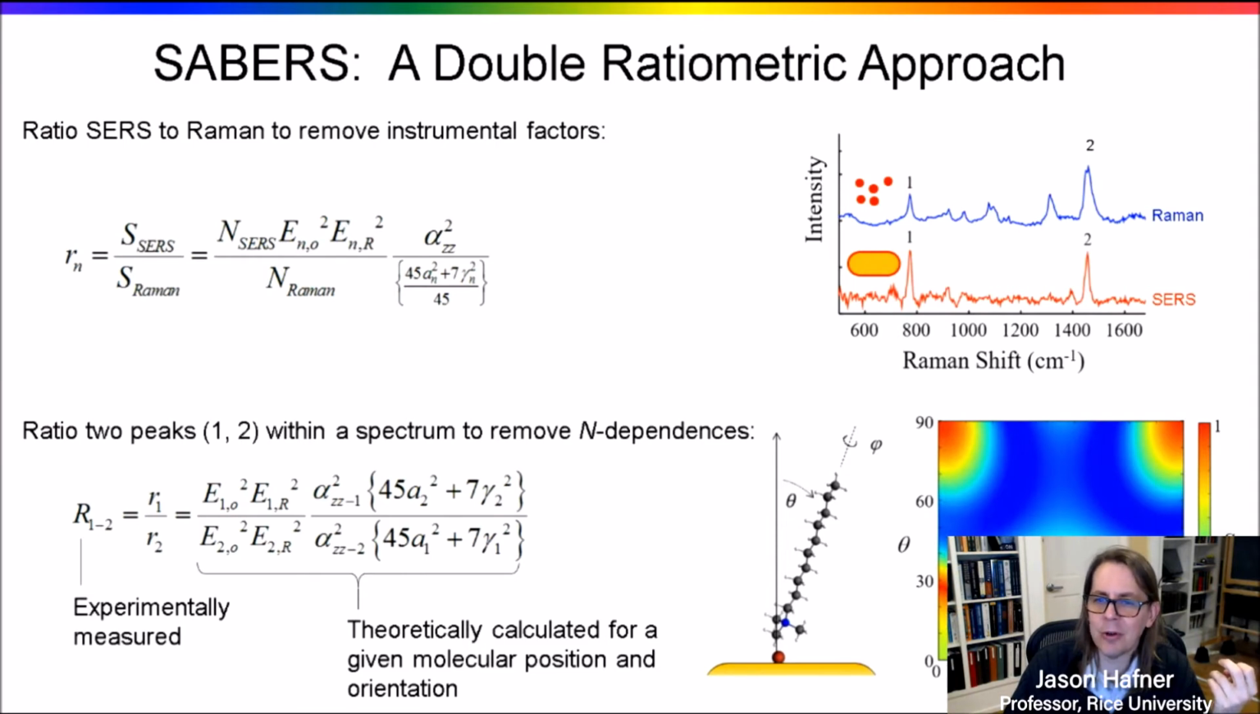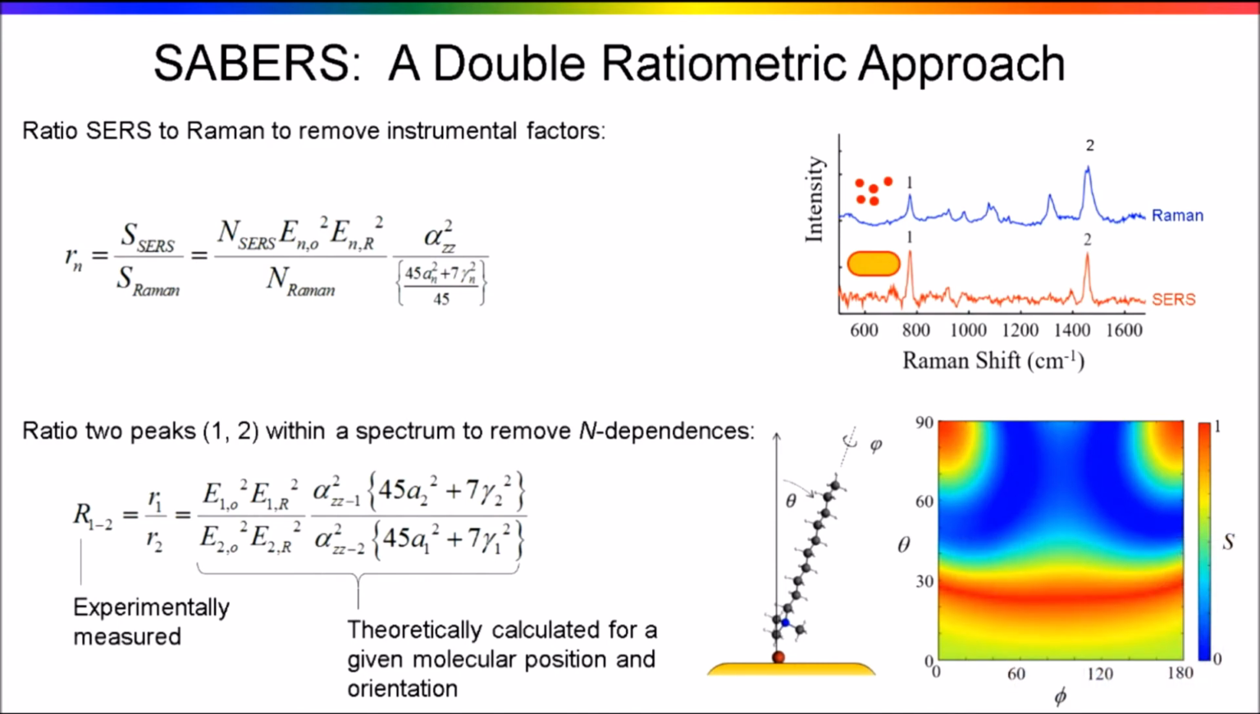It still has the number of molecules in each measurement in it, has the electric field enhancement factors and the tensor parts. So the problem is we don't know those big N's. We don't know the number of molecules in the beam spot and the number of molecules on the particle. But then we do another ratio. We take the little r ratio for 1, the little r ratio for 2, and we take a ratio of that. We call that big R, the big ratio. So the big ratio between peaks 1 and 2 is the little ratios, and basically that gets rid of the N's. Now we don't have to worry about the number of molecules because we're ratioing two peaks in the same spectrum, and of course they're coming from the same number of molecules. So that's how we're using ratios to get rid of unknowns.